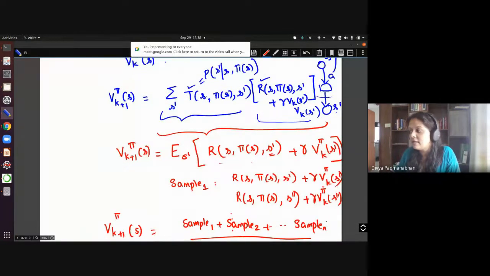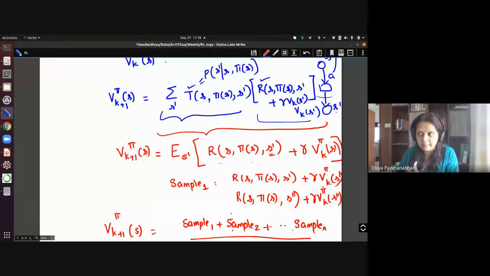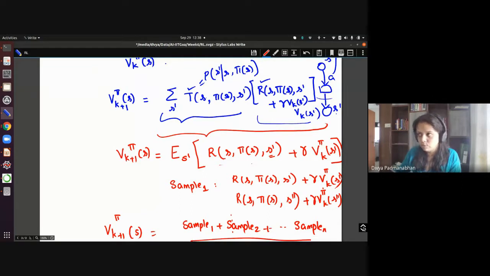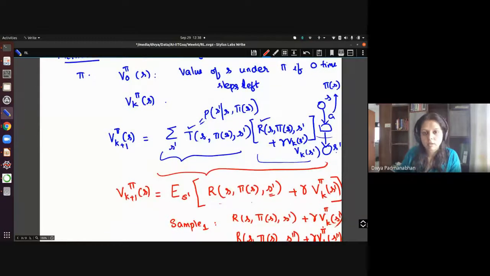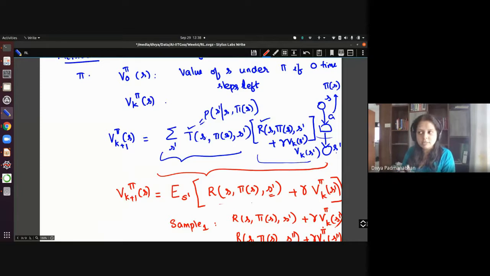No, so this n is actually the number of samples. So k is the number of iterations you do. State S might not come in each sample. Actually, what you want to do is you want the state s to come in each sample.